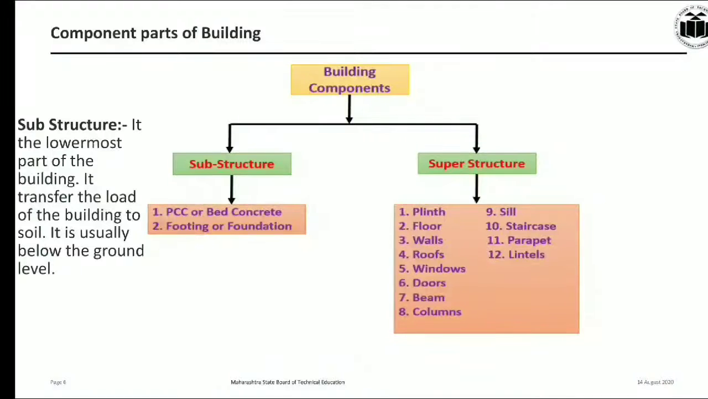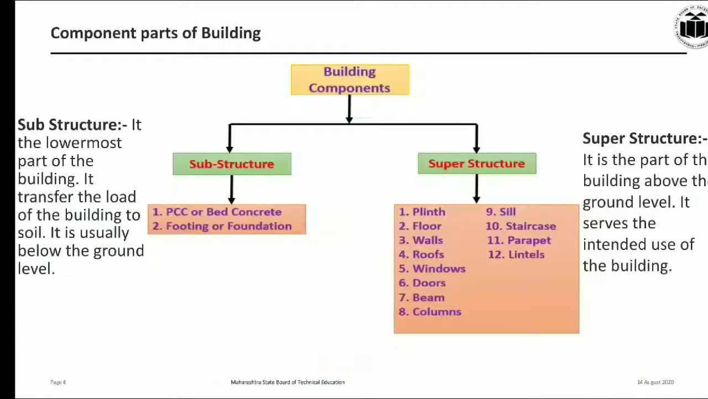Substructure, it is the lowermost part of the building. It transfers the load of building to soil. It is usually below ground level. Whereas superstructure is the part of building above the ground level. It serves the intended use of the building. Then substructure is divided into two types: PCC or footing, whereas superstructure consists of plinth, floor, walls, roofs and so on.